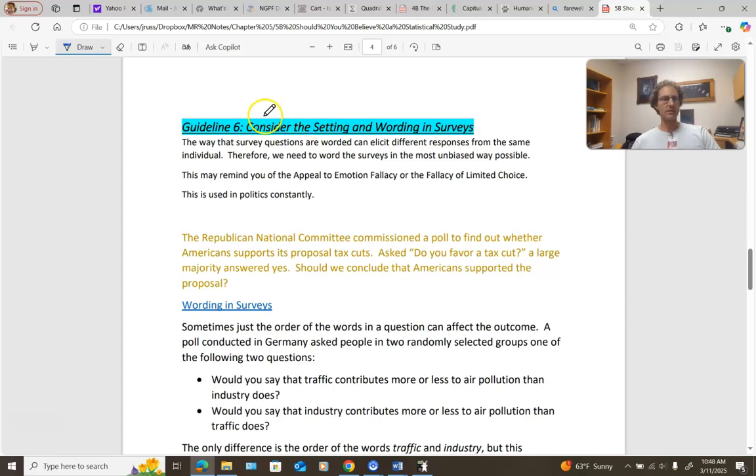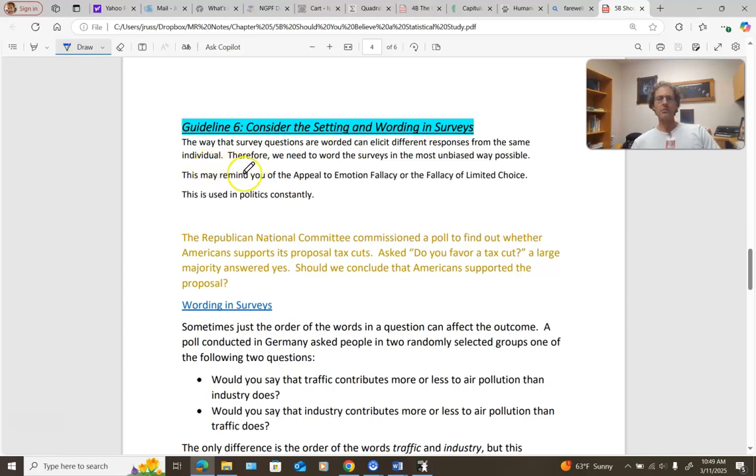Guideline number 6, and this is fascinating to me from a psychological perspective. Consider the setting and wording in surveys. The way the survey questions are worded can elicit different responses from the same individual. This is fascinating. Therefore, we need to word the surveys in the most unbiased way possible. Whenever you're working on your statistical project and conducting a survey, you want to make sure that it's free from bias.